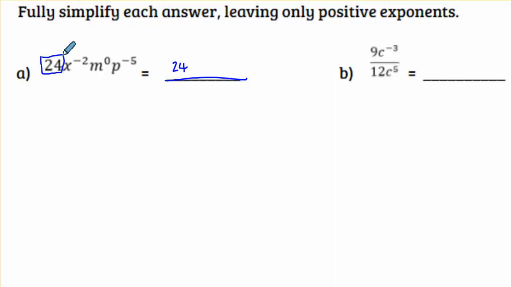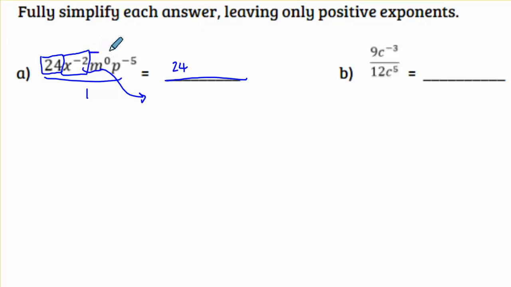The next thing we see is this x that's attached to an exponent of negative 2. Well, a negative exponent means it wants to go where it's not right now. It currently is on the top. You can think of this whole thing as something over 1. So this one wants to go down to the bottom.